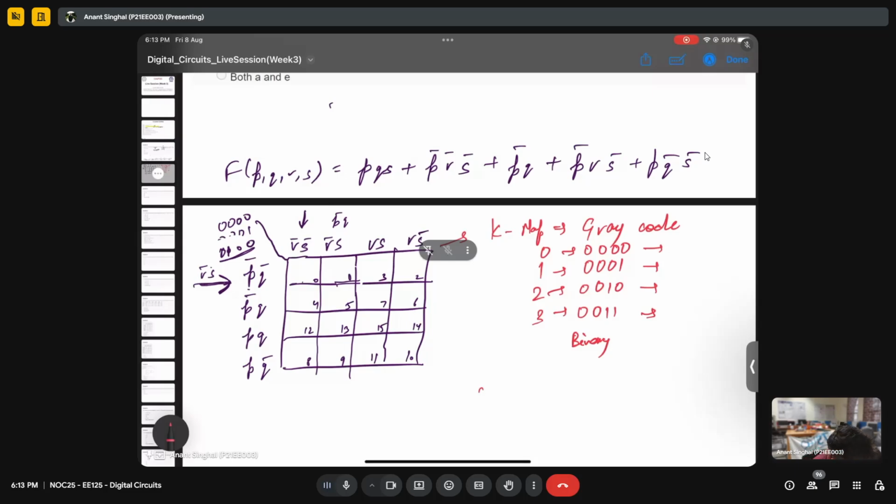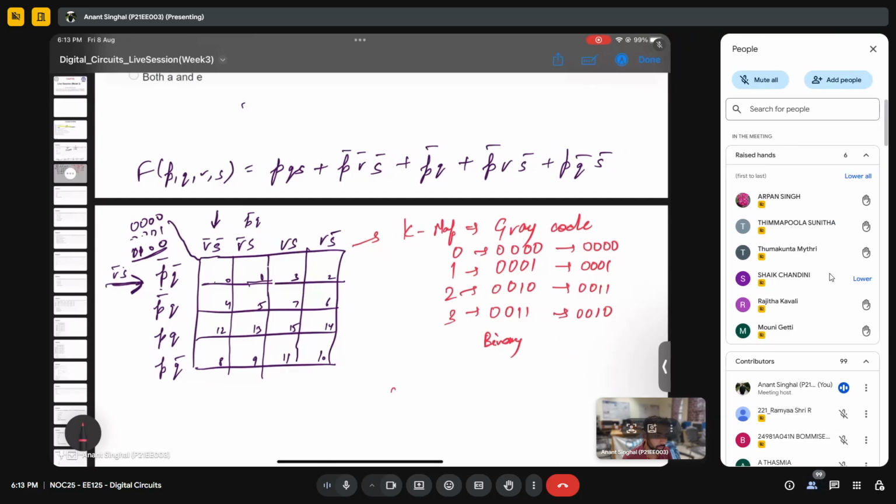So the gray code for 0 is nothing but 0 0 0 0, and then for 1 it is this, and for 2 it's actually 0 0 1 1, and for 3 it's 0 0 1 0. I'll tell you how we can convert it later.